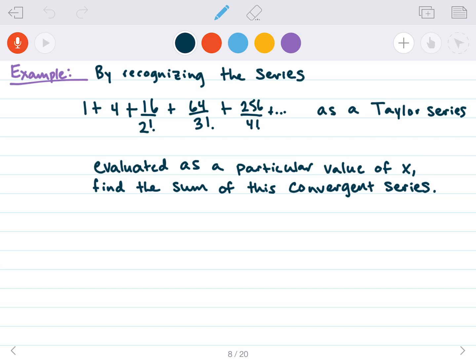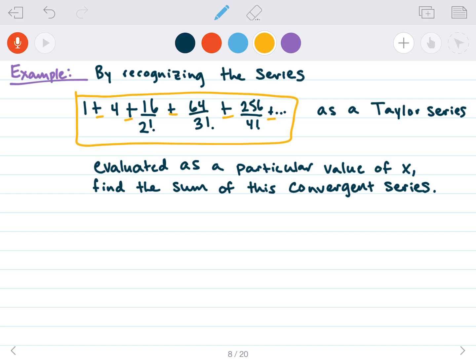What about this one? Which of the three series, e to the x, sine of x, or cosine of x, does this look like? Well, I'm thinking that this looks most like e to the x. The first thing I notice is that there are all plus signs here. Whereas with sine of x and cosine of x, the Taylor series alternates signs, but the e to the x series does not.